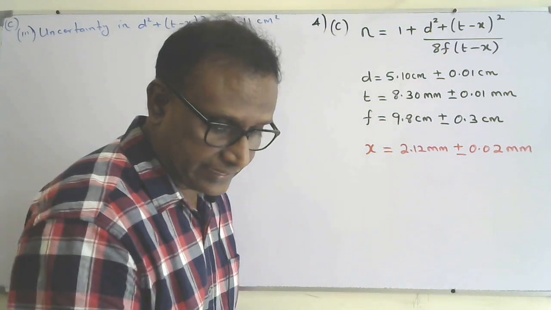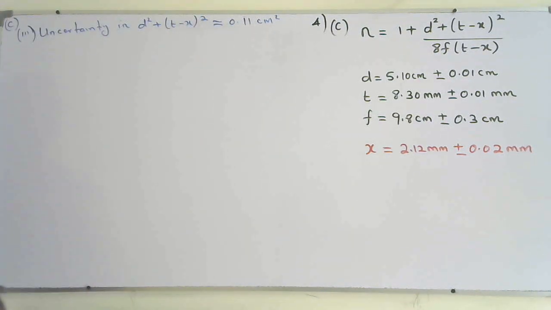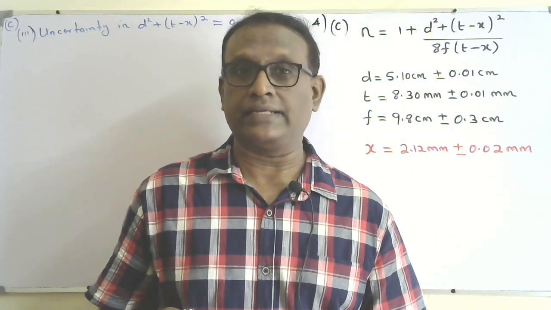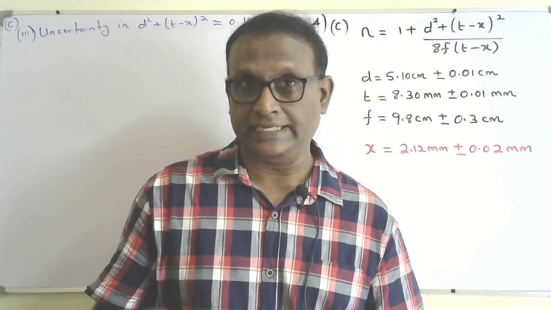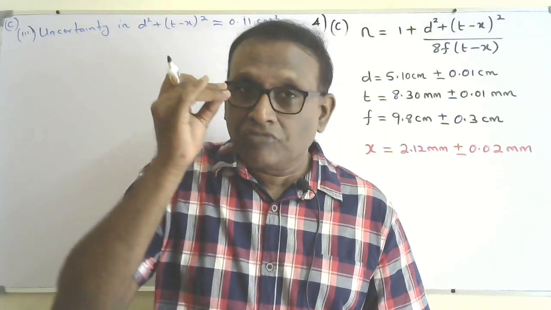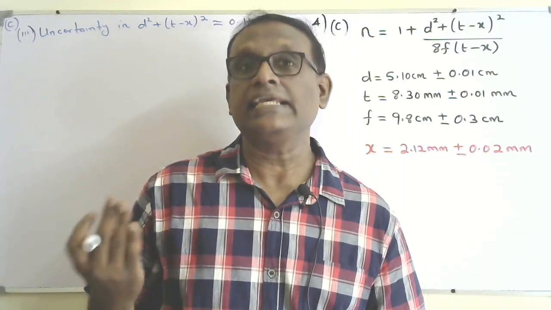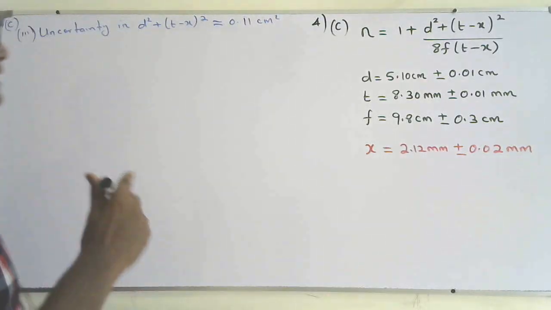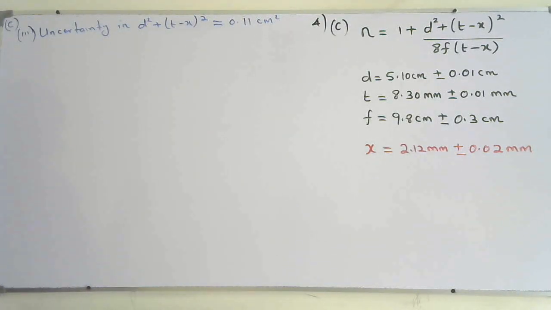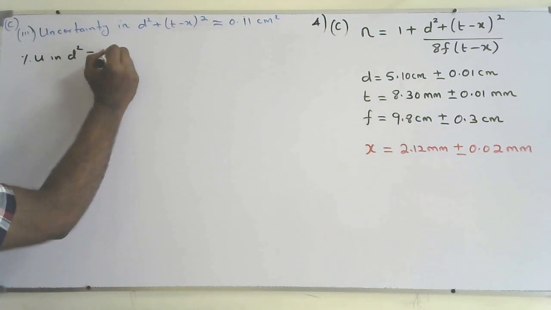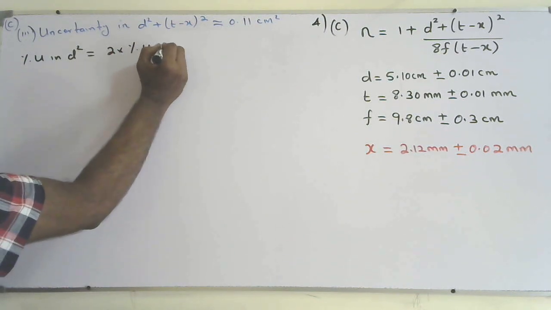Okay, how can I find it? I'll start like this. If I want to find the uncertainty in d squared, first I should find the percentage uncertainty in d squared. Then I should find the value of d squared. Then I can find the uncertainty in d squared. Lot of work there, we'll see that. So first I should find the percentage uncertainty in d squared, that is equal to 2 times the percentage uncertainty in d.